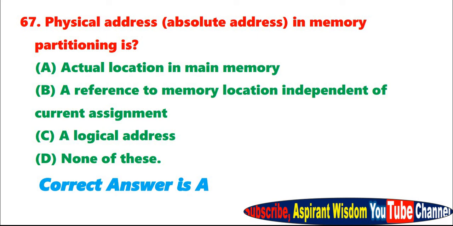67. Physical address, absolute address, in memory partitioning is: A. Actual location in main memory, B. A reference to memory location independent of current assignment, C. A logical address, D. None of these. Correct answer is A.